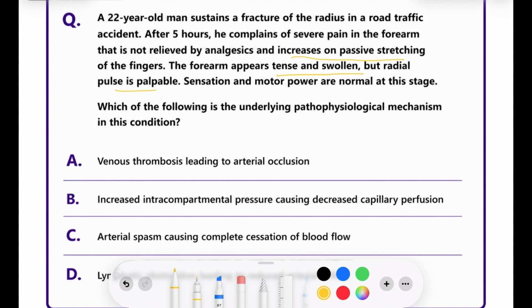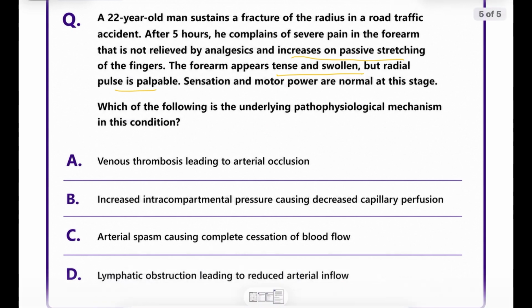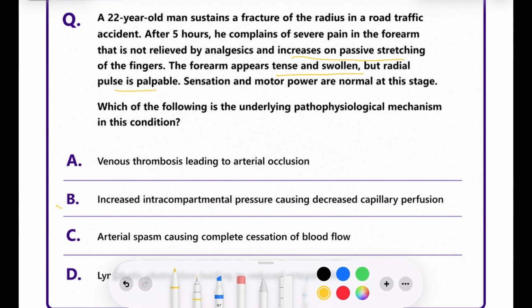So you can see all these questions are saying the same thing, that you should diagnose it as acute compartment syndrome, but they are leveling up, like what management do you see and what is the pathophysiology involved here. So you can see the options are venous thrombosis leading to arterial occlusion, increased intracompartmental pressure causing decreased capillary perfusion, arterial spasm causing complete cessation of blood flow, and option D is lymphatic obstruction leading to reduced arterial inflow. So whoever has listened to the concept which I said earlier in this video will definitely know the answer, that will be increased intracompartmental pressure.